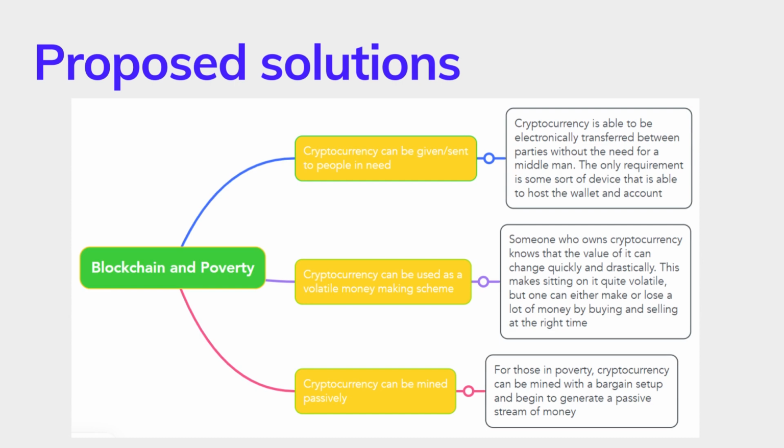And some proposed solutions. So cryptocurrency can be sent or given to people in need. So cryptocurrency is able to be electronically transferred between parties without the need for a middleman. And the only requirement is some sort of device that's able to host the wallet and account.